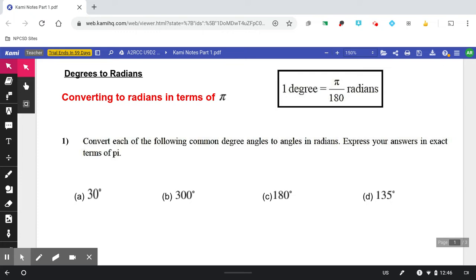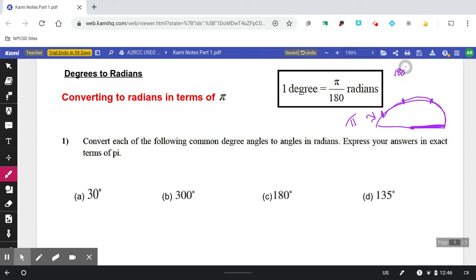And we saw from the video that if you have a half of a circle, and you're looking at that radius, you're looking at how many radiuses make up that half circle. So we have 1, 2, 3, and a little bit, which is pi. So in other words, 180 degrees equals 1 pi radians.